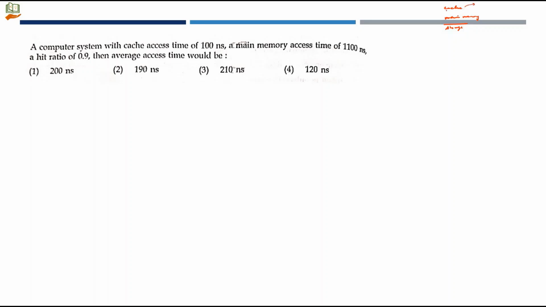In case that content is not present in the cache, it will be fetched from the main memory and then stored in cache and then go for processing. This is what will happen when we are going to fetch something that is not present in the cache. They have given the cache access time as 100 nanoseconds and they say the hit ratio as 0.9. It means 90% of the time the content is accessed from the cache memory and 10% of the time it is accessed from the main memory.